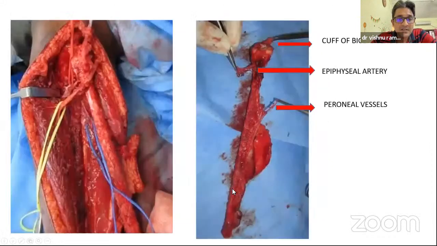Next slide, sir. When resecting the fibula, it's important to note that we have to take a 1 centimeter or 2 centimeter cuff of biceps so that it can be hung from the glenoid. You can clearly see the epiphyseal artery. Because of the age of this patient, this epiphyseal artery had good length, and you can also see the peroneal vessels. Next slide.